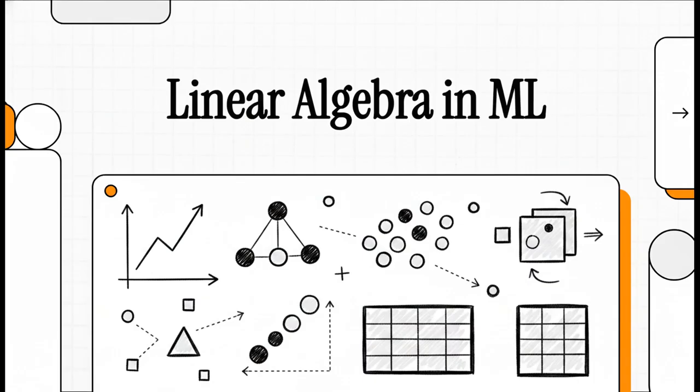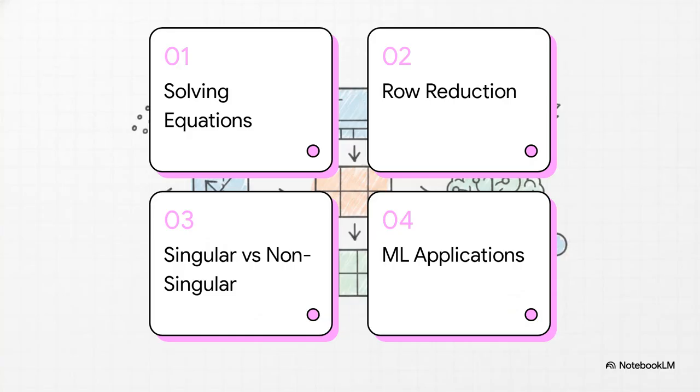So if you've ever wondered what's mathematically happening under the hood of a massive neural network or an image compression algorithm, you're absolutely in the right place. Let's get into it. Here's our roadmap for today. We'll start with solving linear equations, move on to the row reduction method, tackle singular versus non-singular matrices, and finally, look at machine learning applications.